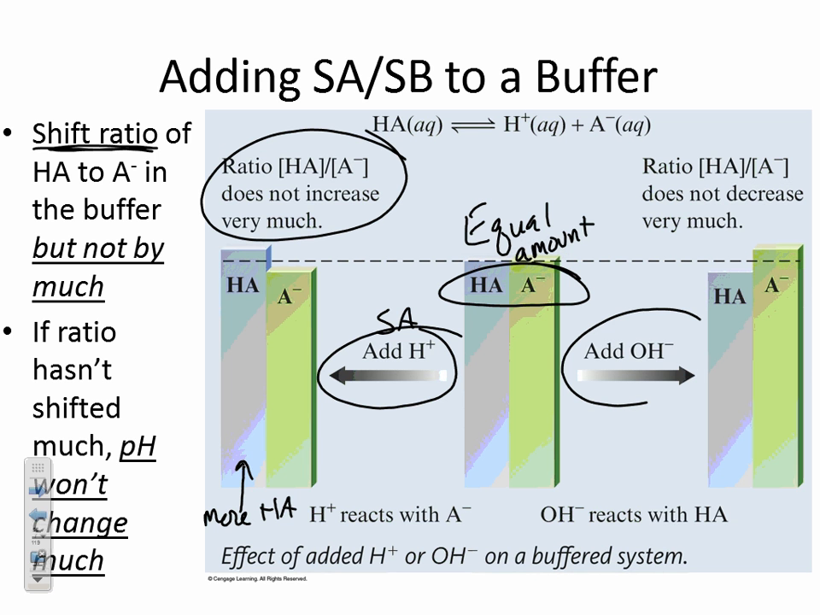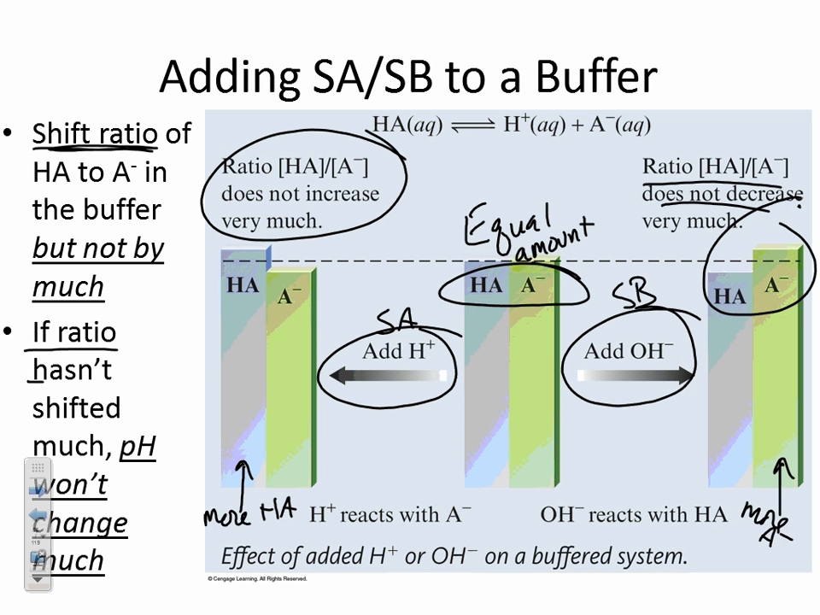If we add some strong base to the buffer, now we're going to have more A-, because we're going to generate that A-. But again, the ratio does not change very much. The ratio is still about the same amount of A- and HA, and that's why we want to start with having equal quantities of both. If the ratio between HA and A- does not shift, the pH will not change very much.